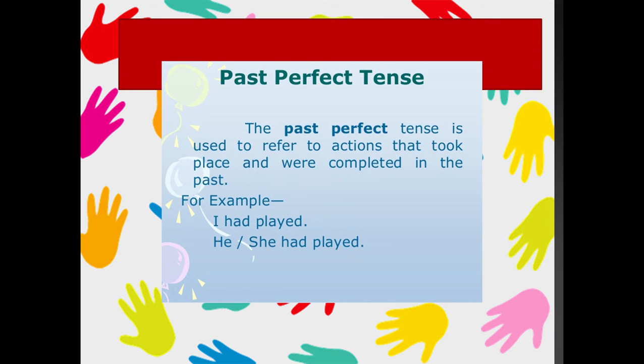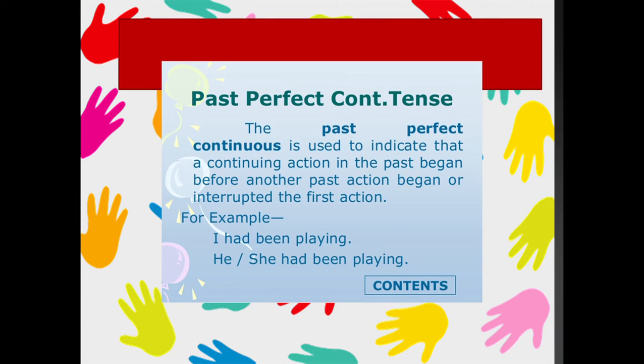Past perfect tense. Past perfect tense is used to refer to actions that took place and were completed in the past. I had played, she had played. However, these two sentences are not complete in themselves, so it is always important to add more. I had played tennis when I was a child. She had played with Rama when she had visited her place.